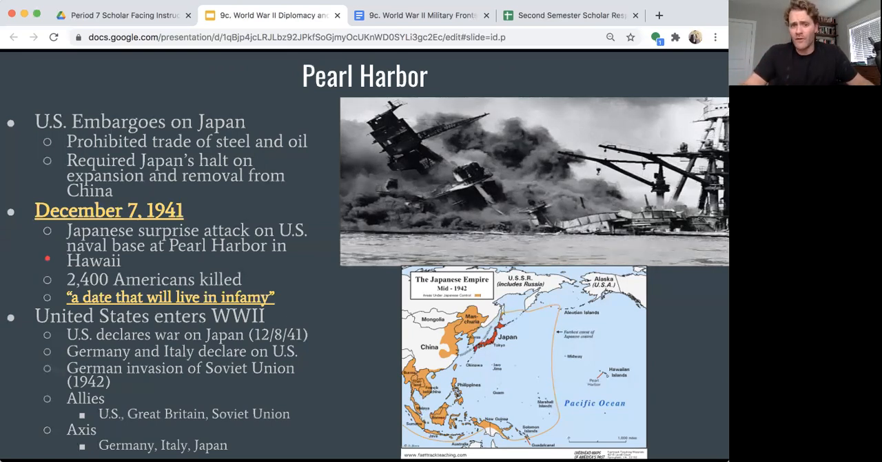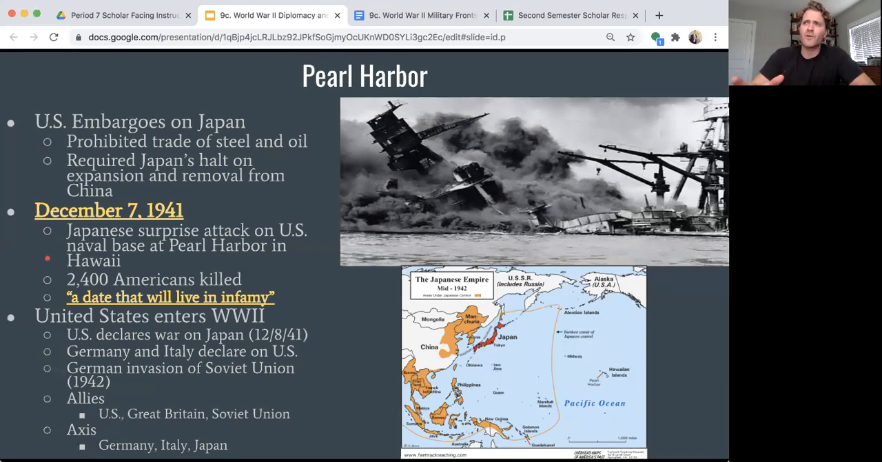We can call it economic warfare if you want. The U.S. has prohibited the trade of any steel and any oil to Japan as kind of a slap on the wrist or a punishment for what they've done in China, and in French Indochina and in Burma. And the U.S. has also required Japan to stop expanding and get out of China. Right? The U.S. looks at China as something of an ally. We can go back to the Open Door Policy and this desire to create trade relations with China.